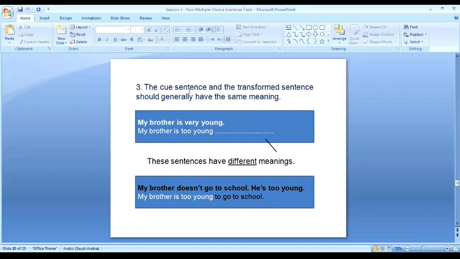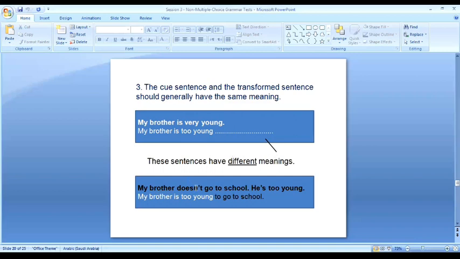Number 3, the Q sentence and the transformed sentence should generally have the same meaning. So when you transform the prompt, they should carry the same meaning as the Q sentence. So my brother is very young. My brother is too young. So this is different. So they do not carry the same meaning. Very young is different from too young. So these sentences have different meanings, you know.